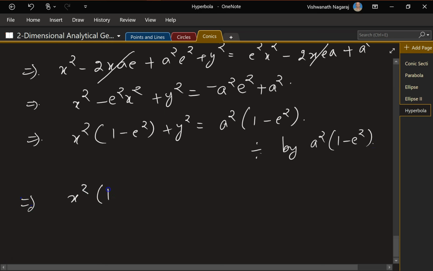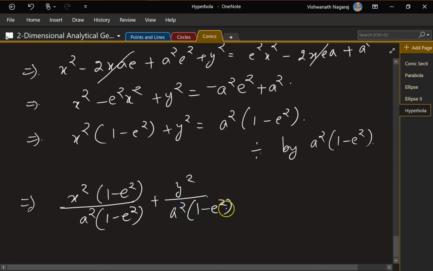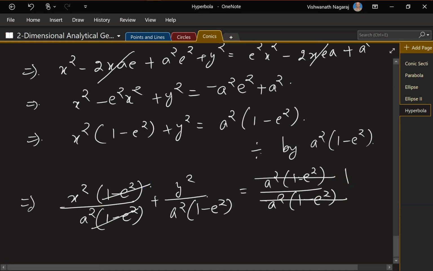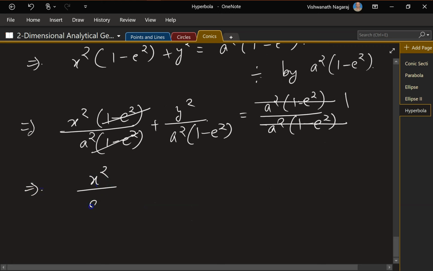x square 1 minus e square by a square 1 minus e square, plus y square by a square 1 minus e square, is equal to a square 1 minus e square by a square 1 minus e square. This and this gets cancelled, we are left with 1. This and this gets cancelled, so we are left with x square by a square plus y square by a square 1 minus e square is equal to 1.